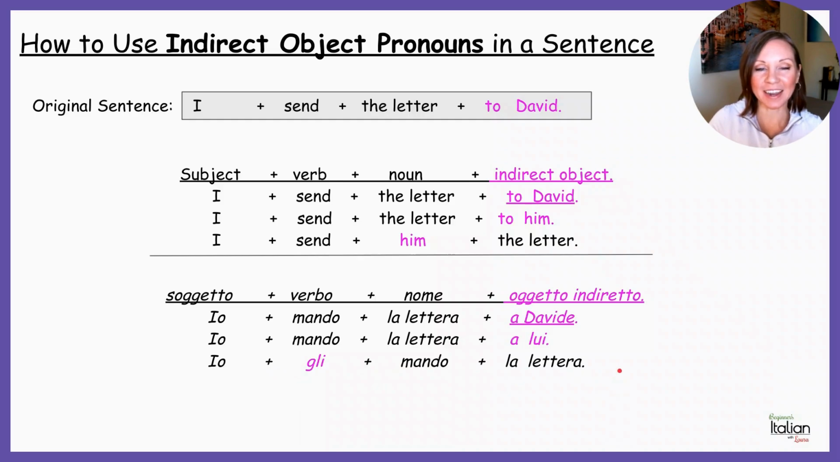Okay, so that's where it can get a little bit confusing between English and Italian, is just the placement of the direct and indirect object pronouns before the verb, because we're not really used to doing that in English. So it takes a little getting used to, but with some practice, you'll get it.